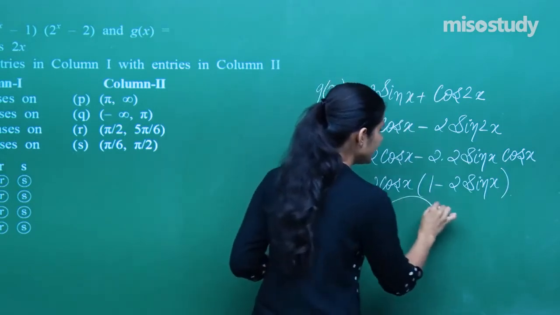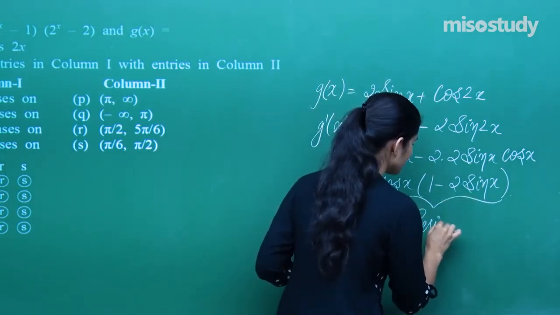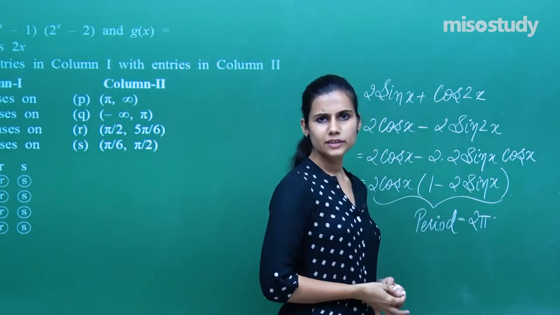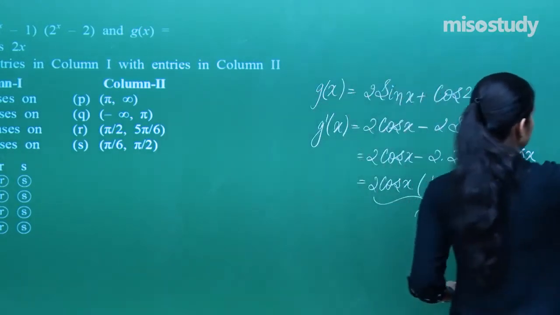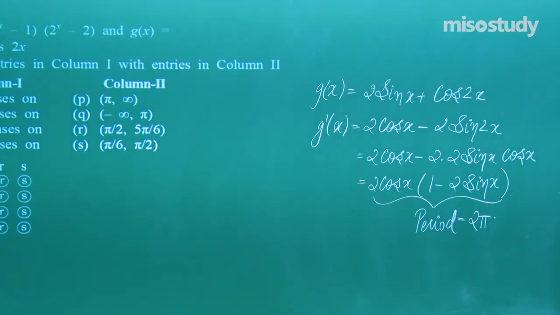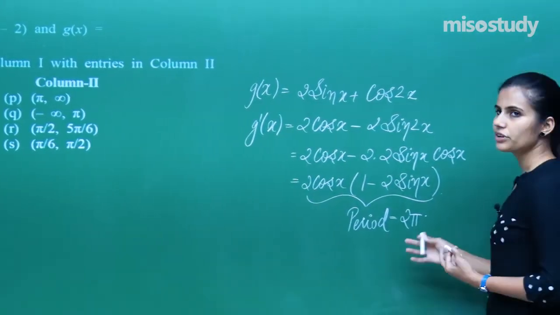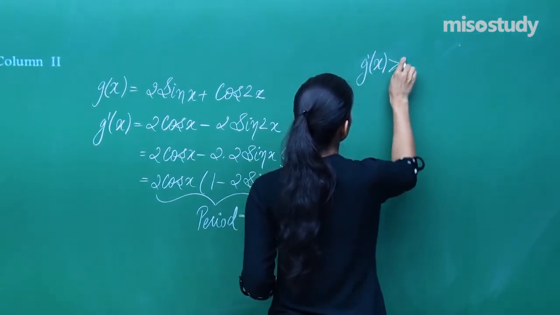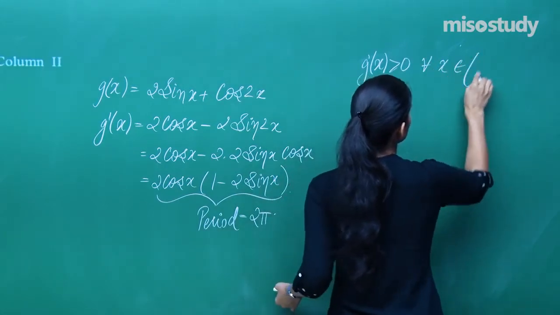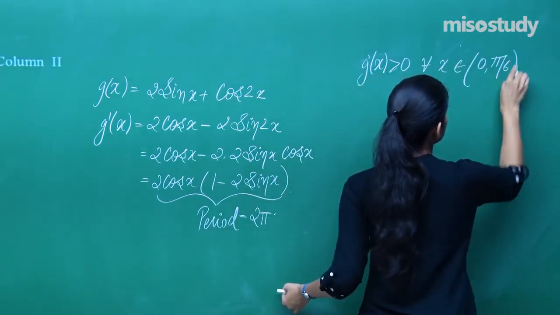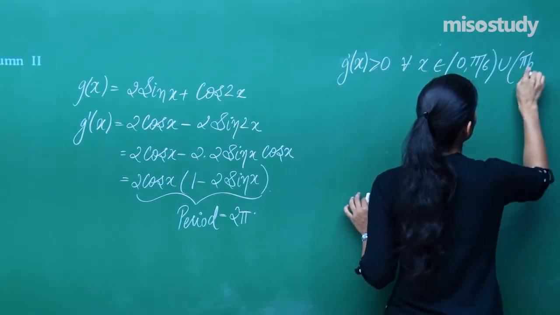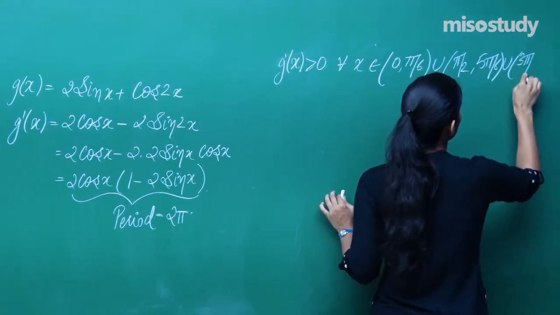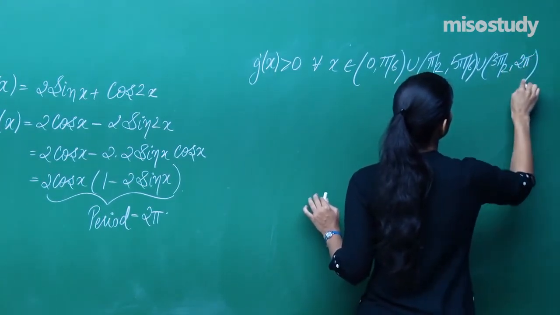Right? Clearly this function's period is 2 pi. So only in 0 to 2 pi closed interval, let's observe the behavior. When is it increasing, decreasing? Now this is pretty evident because I have functions whose graph I am very well aware about. G dash x is positive when x belongs to 0 to pi by 6 union pi by 2 to 5 pi by 6 union 3 pi by 2 to 2 pi.